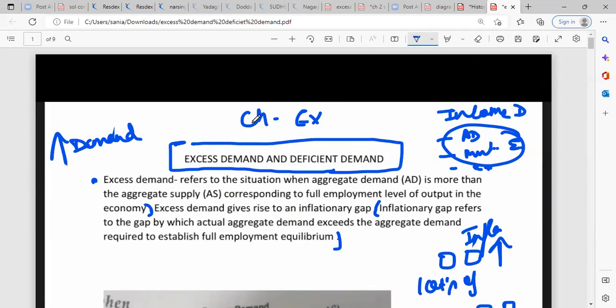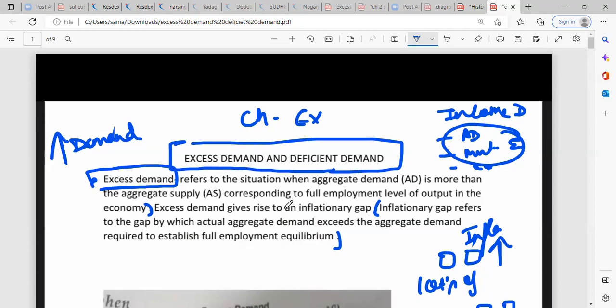So first of all, write this excess demand. Make a box and write excess demand and write these two points, and then the inflationary gap, you will write this one in brackets. Sometimes they can ask you a question like this: what do you understand by inflationary gap?